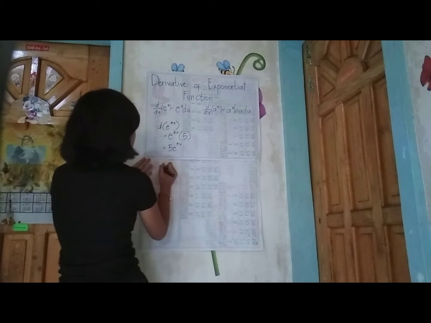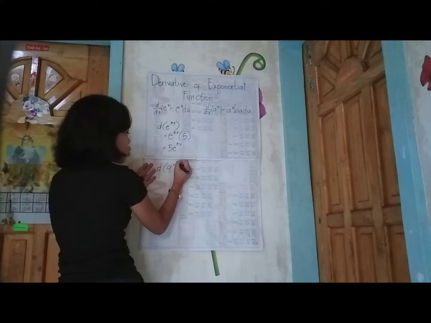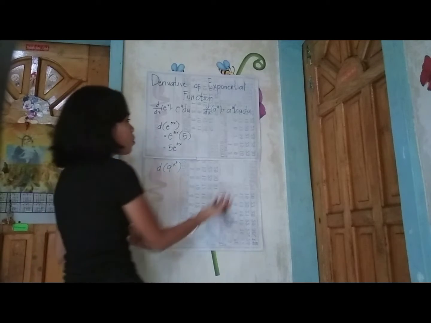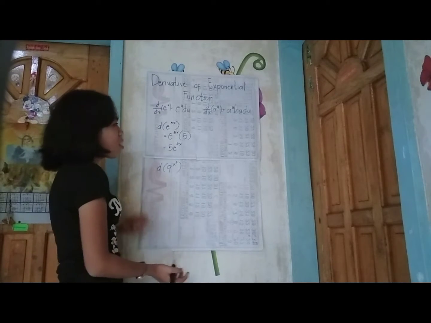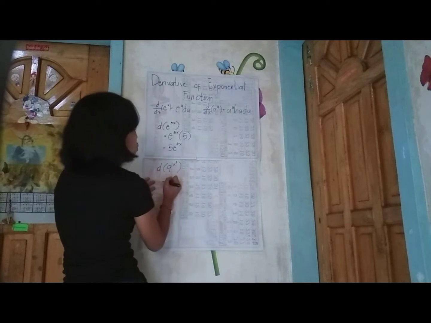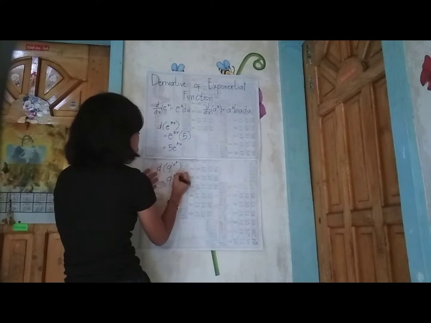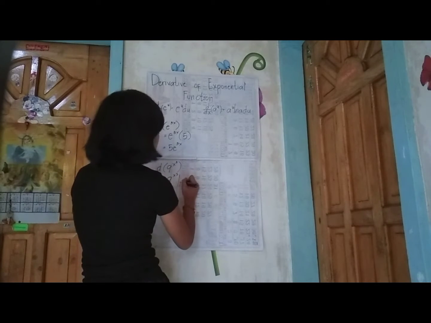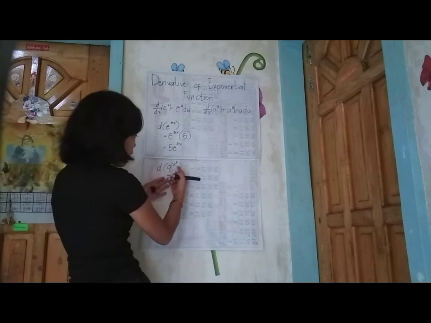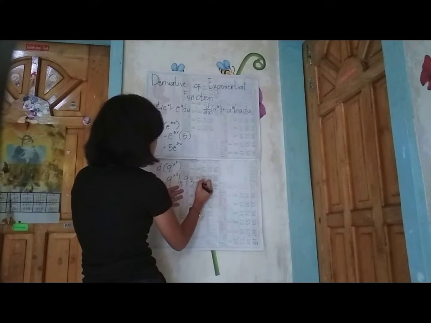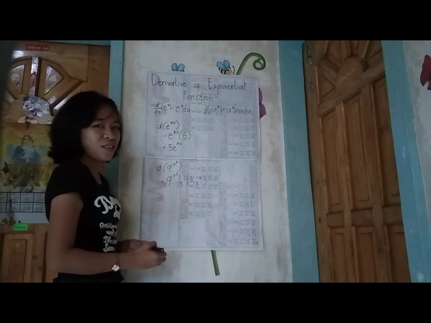Another example is the derivative of 9 raised to x cubed. Our formula to be used is a raised to u is equal to a raised to u ln a multiplied to the derivative of u. So our a is 9, our u is x cubed, ln 9 multiplied to the derivative of u. The derivative of u is 3x squared. So this is our final answer.